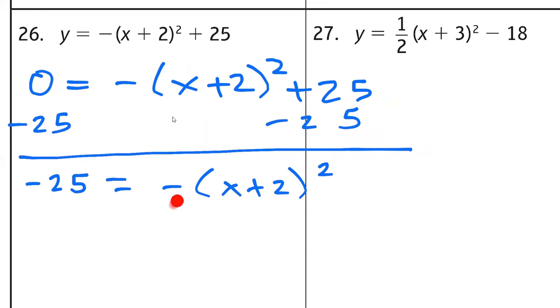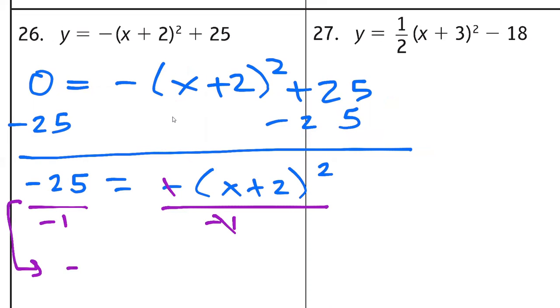We're now here. I can get rid of this multiplication in front, and again, that's multiplication of -1. So I'm really just dividing everything by -1, leaving me now with -25 divided by -1, or excuse me, +25. And all we have left now is just x plus 2 squared equals 25.